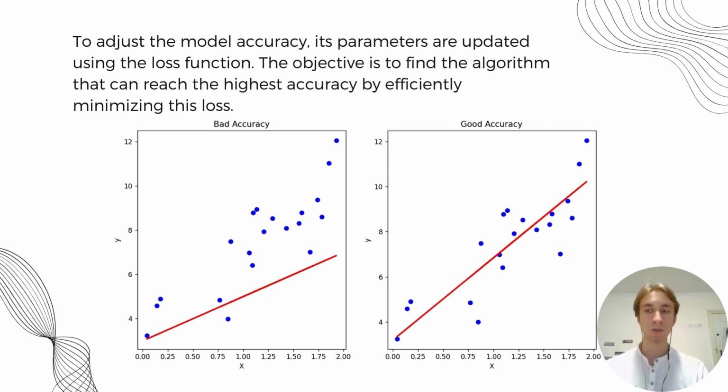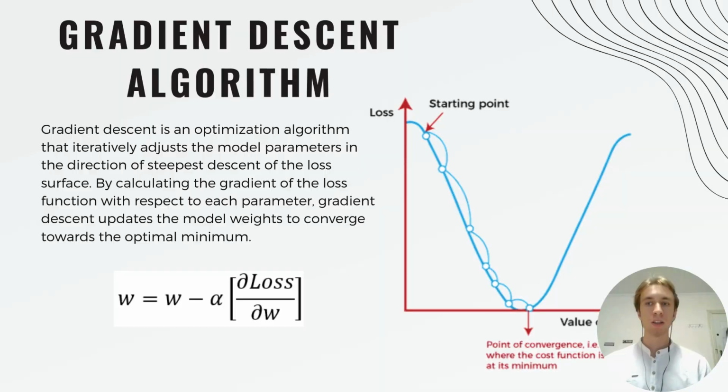To achieve such results, different algorithms are used. Their task is to adjust the model's parameters, specifically weights and biases, so that the model learns to make more accurate predictions. The first algorithm that we'll look into is gradient descent. The idea of gradient descent is to update the parameters of the model by moving in the direction of the steepest descent of the loss function.